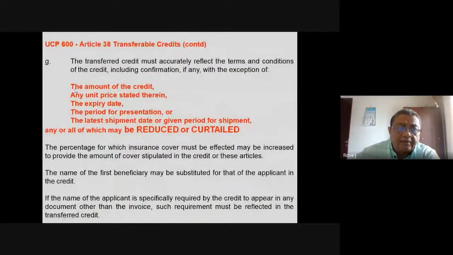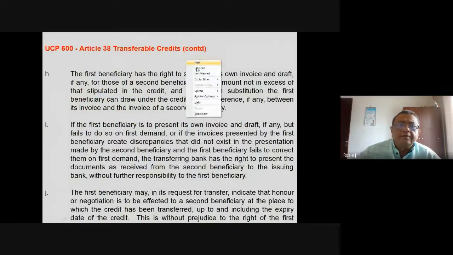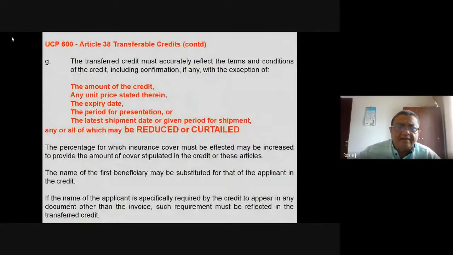When you're transferring, you have to transfer it on the same conditions, but the only areas where you're allowed to change are the amount of the credit. Instead of sending the full amount, you can bring it down, you can reduce it, right? The expiry date, the period of presentation, the latest shipment date, all can be reduced or curtailed, right? Okay, so that's enough for that. You can't do more than that. You can't change the LC other than in these areas. Otherwise the LC will go through fully.